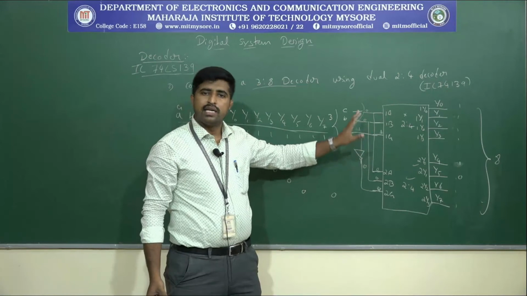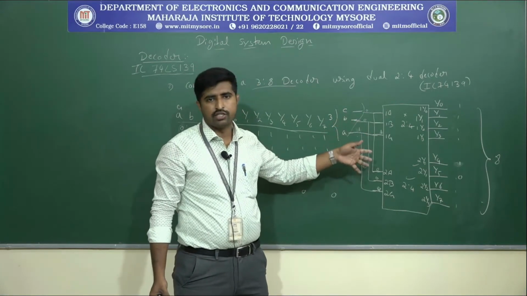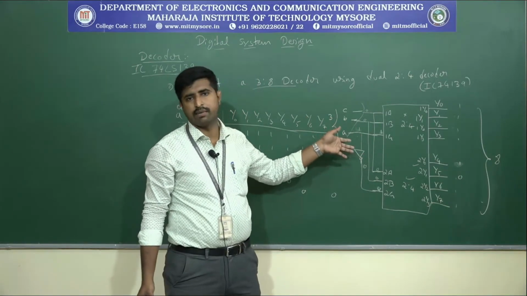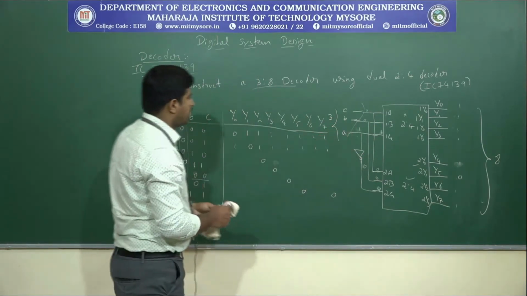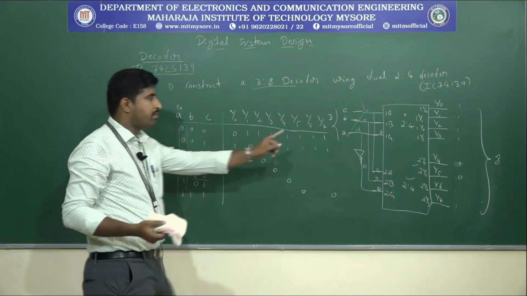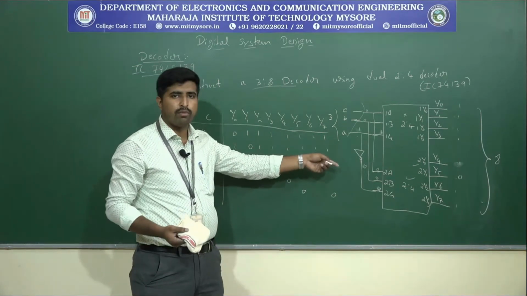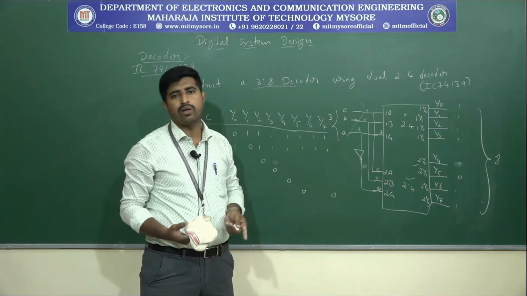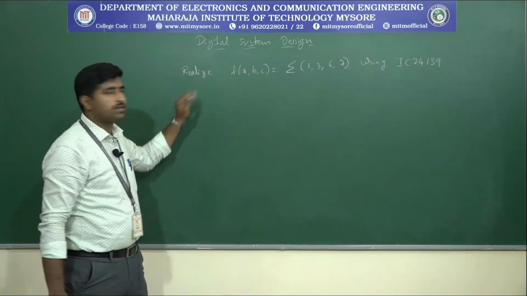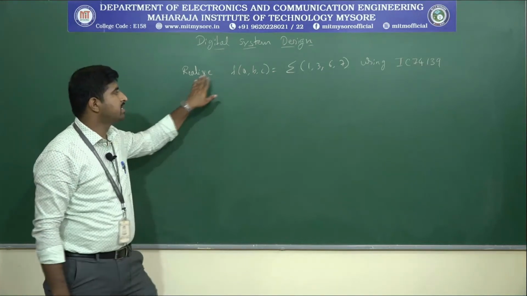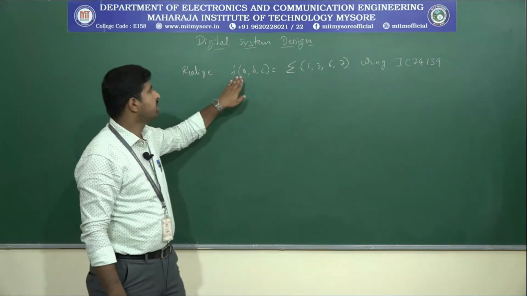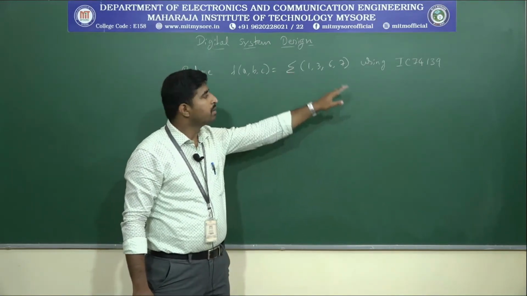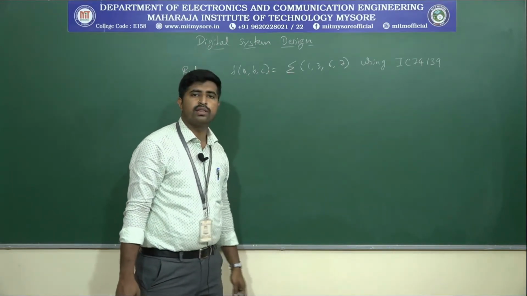But even a 3:8 decoder IC is available. So what is that IC? Let's understand that part. But before going to that, let's take one more problem to realize a given function by using the IC 74139. The next problem is: realize the given function f(a, b, c) equals summation of 1, 3, 6, 7 by using the IC 74139.